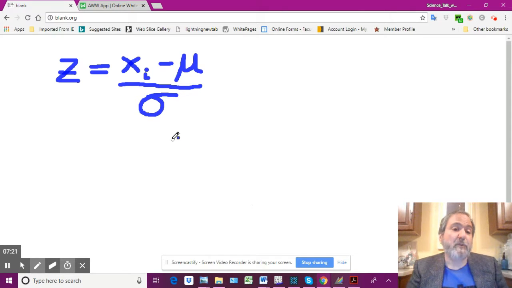I could have two populations with the exact same mean, but they'll have two different standard deviations. The one that has the largest standard deviation indicates a wider spread to the data.